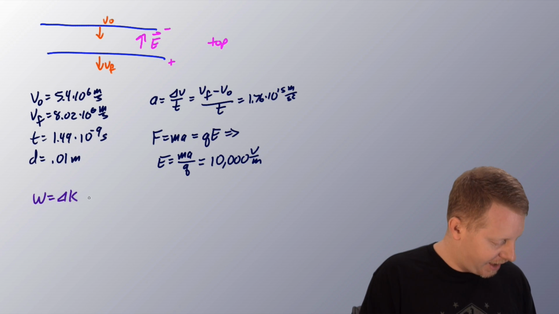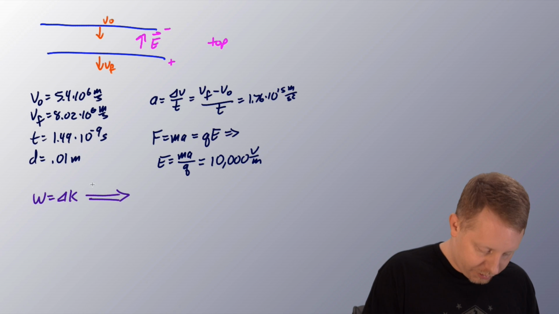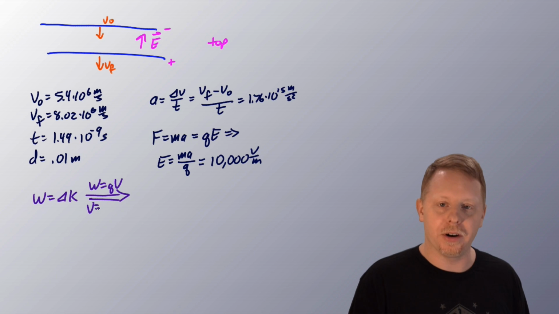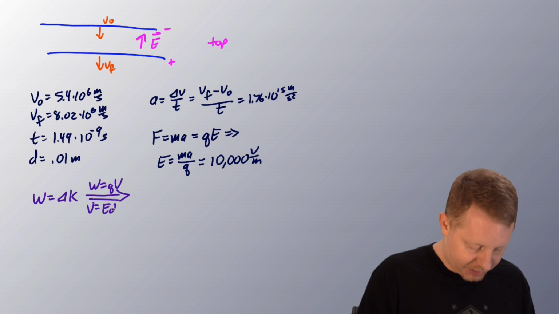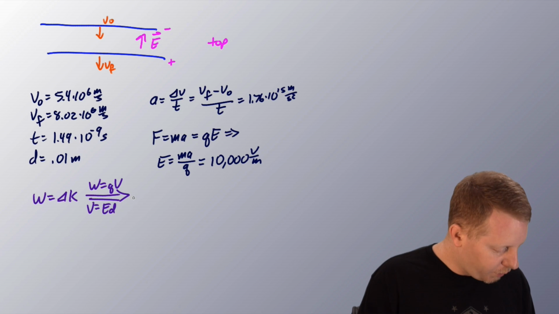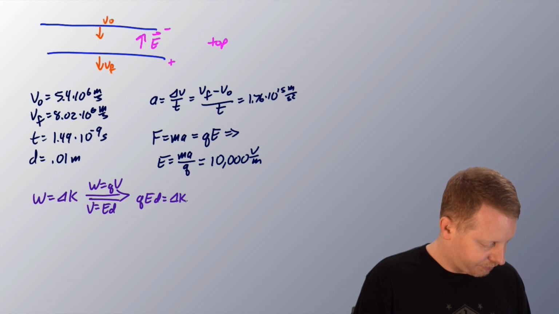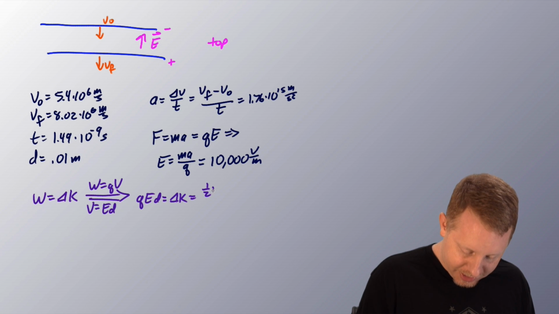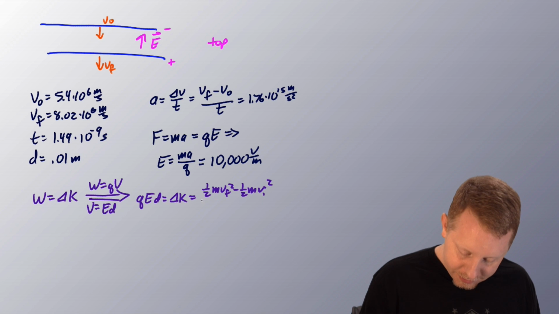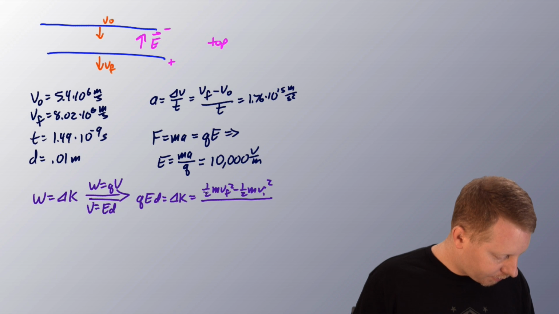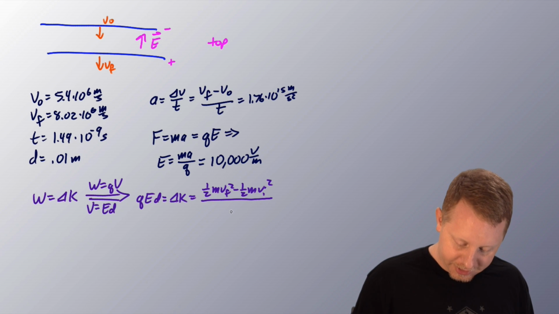Work is the change in kinetic energy, and since our work is charge times voltage, and the voltage between our plates is the electric field times the distance between the plates, we could say that QED equals change in kinetic energy. Well, that's going to be 1/2 m v final squared minus 1/2 the mass of our electron v initial squared, or v0 squared, I guess. That'll work for delta K.